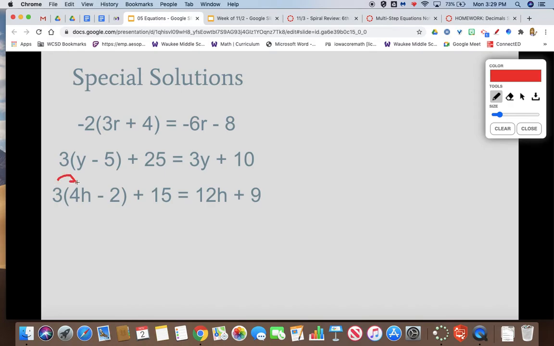Hopefully you distributed your 3 to begin with. 3 times 4h is 12h, and 3 times negative 2 is negative 6, and then I had plus 15 outside the parentheses, equals 12h plus 9. From there, you have some like terms on one side of your equal sign, so you're just going to add those together before you go any further. So negative 6 plus 15 gives us positive 9.